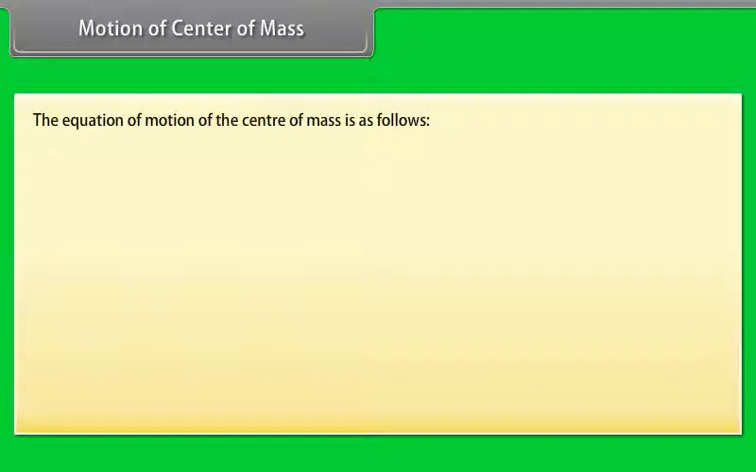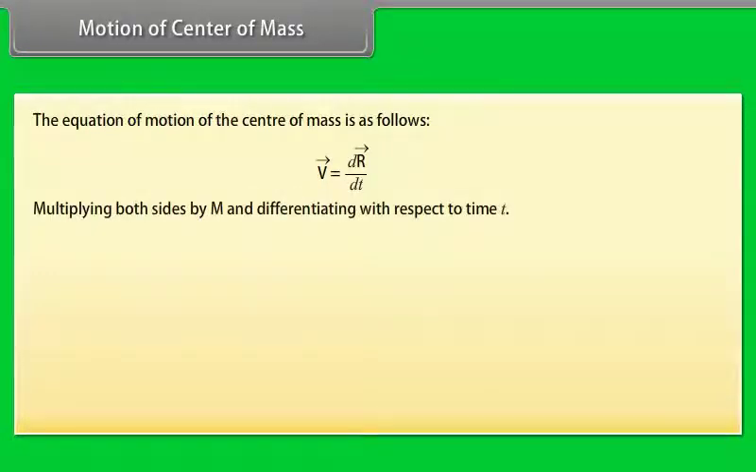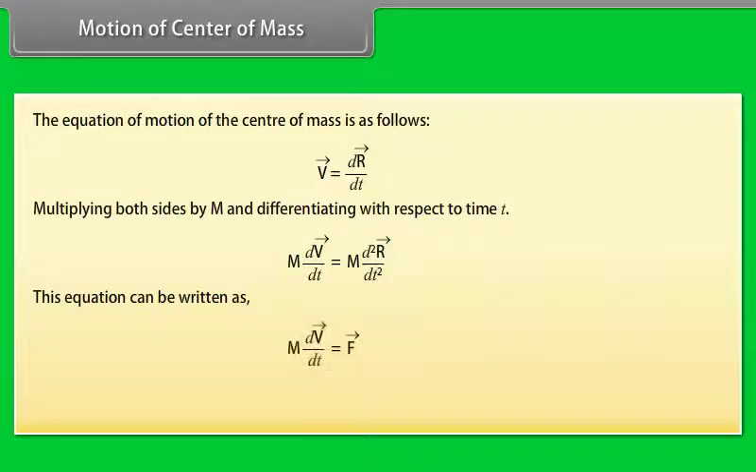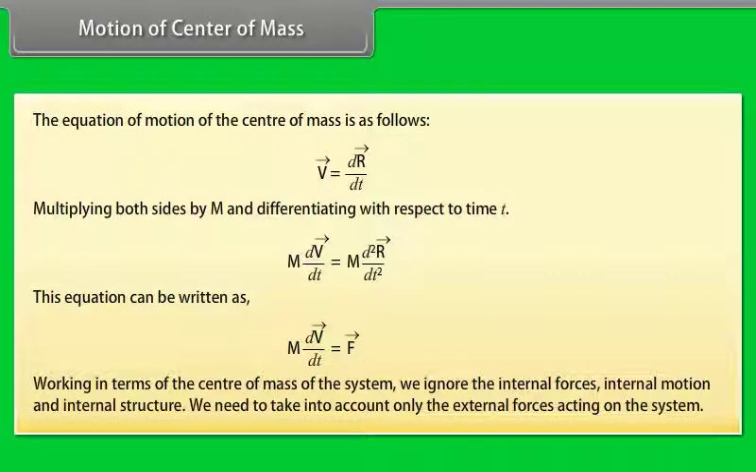Motion of center of mass. The equation of motion of the center of mass is as follows. v vector = dr vector/dt. Multiplying both sides by m and differentiating with respect to time t, we get m dv vector/dt = m d squared r vector/dt squared. This equation can be written as m dv vector/dt = F vector. Working in terms of the center of mass of the system, we ignore the internal forces, internal motion, and internal structure. We need to take into account only the external forces acting on the system.